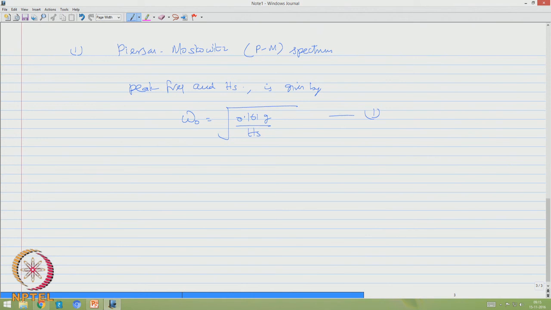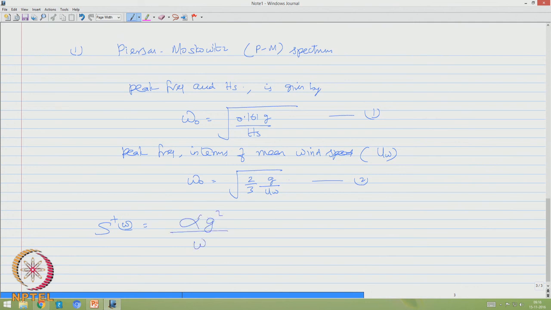One can also describe the peak frequency in terms of mean wind speed, which I call as UW. So, peak frequency can also be given by 2/3 g by UW. One may be interested why we are looking at the peak frequency, because Pierson-Moskowitz spectrum is defined based on the peak frequency. It says that the spectral energy S omega is given by alpha g square by omega to the power of 5, e to the power of minus 1.25 omega by omega 0 to the power of minus 4.